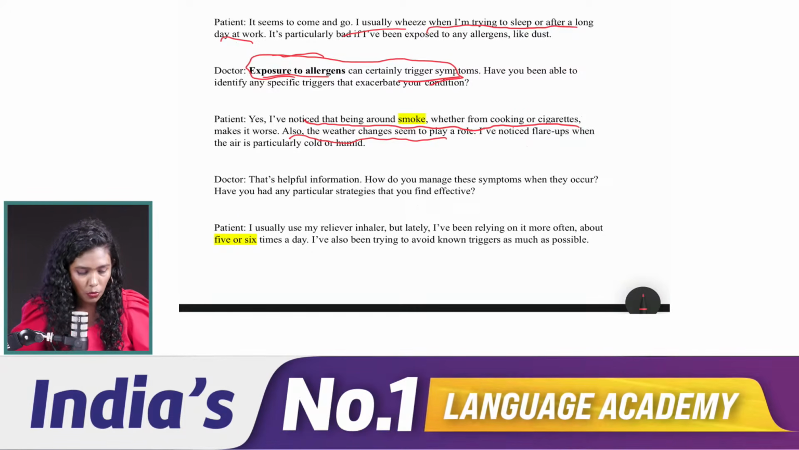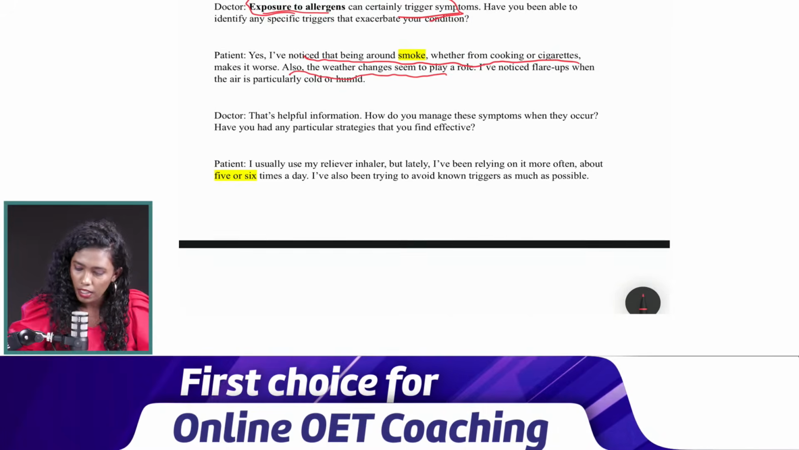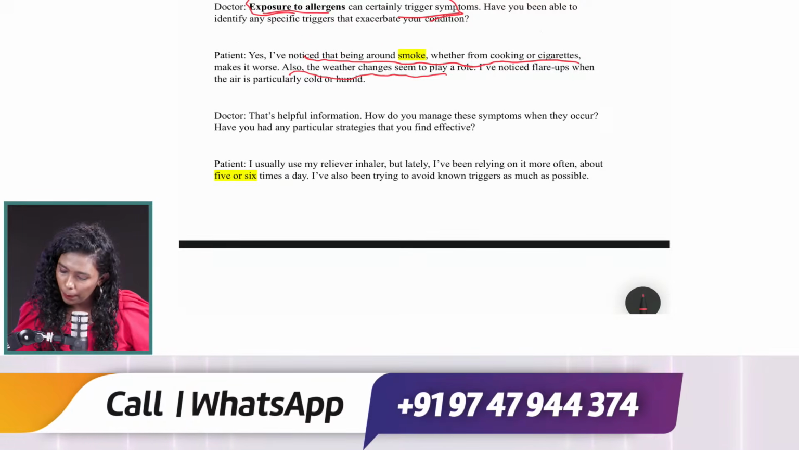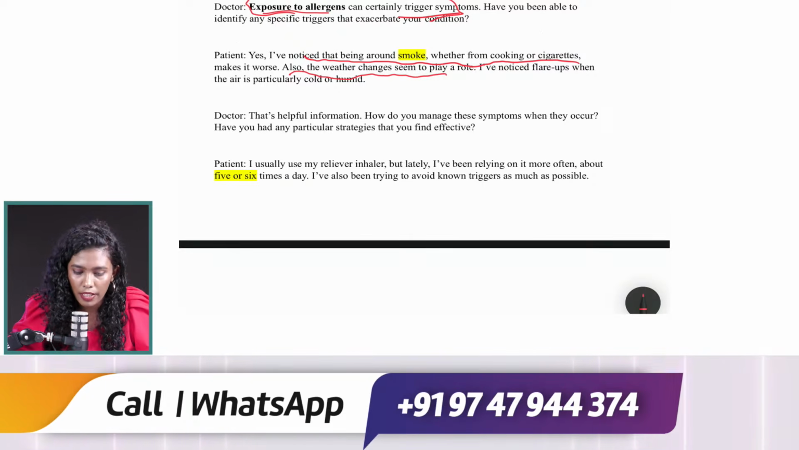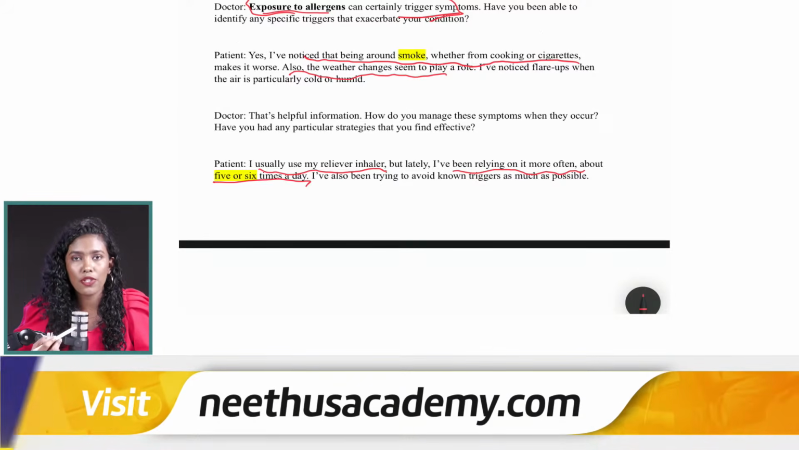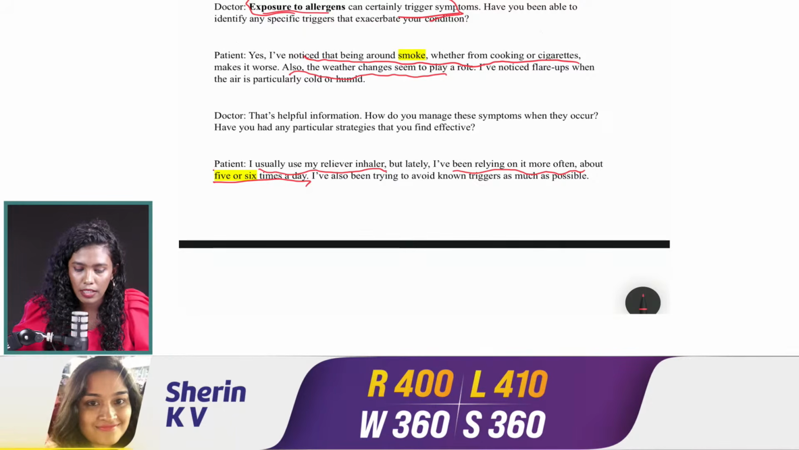Okay, now let's move forward with the next question. The answer was 5 to 6. That was a very direct answer. See, what was the question: uses inhaler approximately how many times a day. So here it is mentioned, I usually use my inhaler, but lately I've been relying on it more often, about 5 or 6 times a day. Patient is already using the inhaler, but right now patient is relying on it more often, and specifically the numerical value is stated, 5 to 6 times a day.